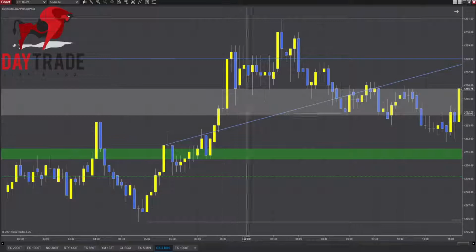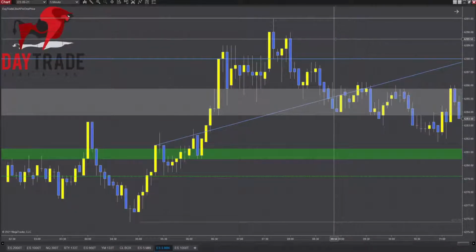So somewhere in here is really the first place to buy, and your target, we'd already been to 81 or 88, so we'd really be looking for a move to 91. So let's just say you buy 85 for 91. It's only 6 points, but it's all the market's really giving.